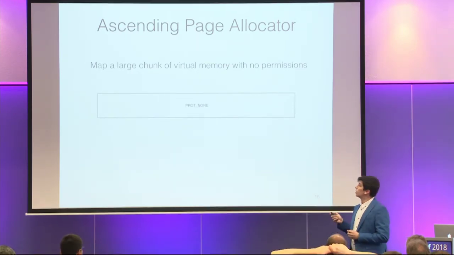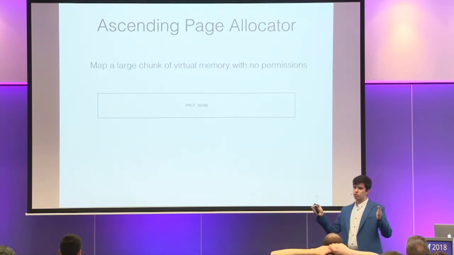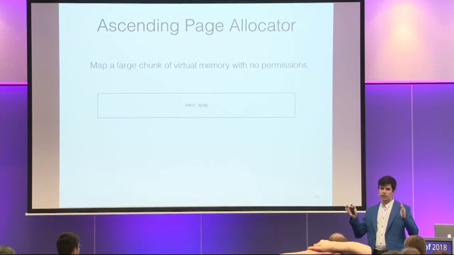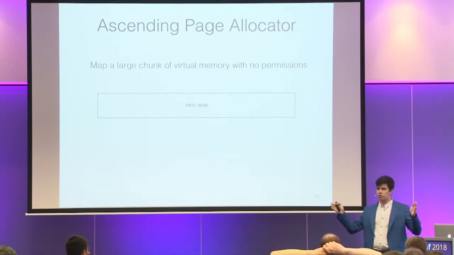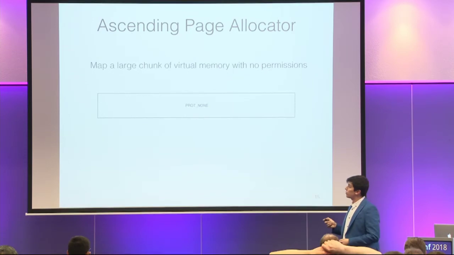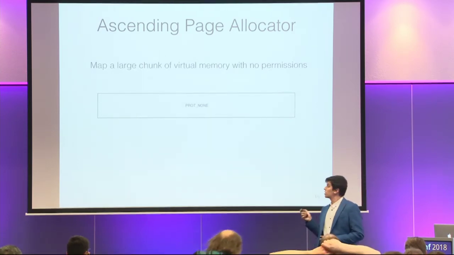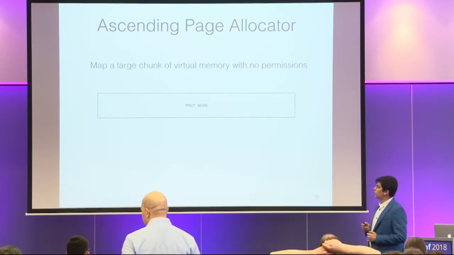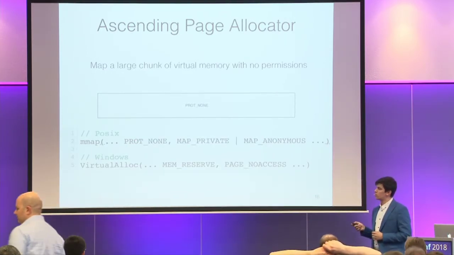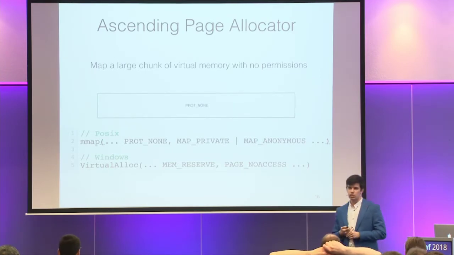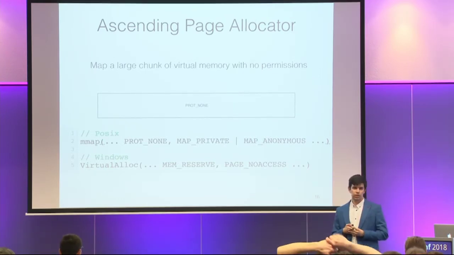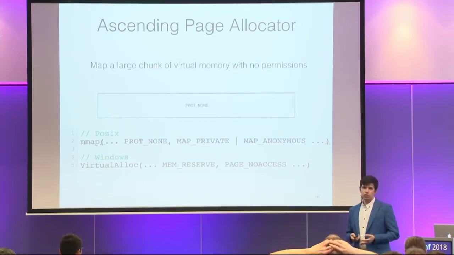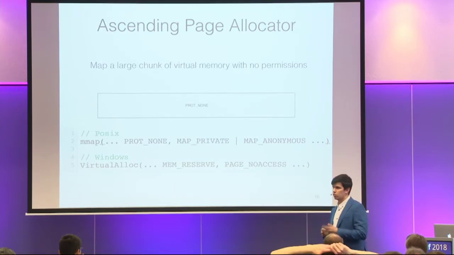First, this maps a large chunk of virtual memory. It's important to mention here that we don't actually allocate anything. We're just reserving a range of virtual addresses which have no permissions set, so any access to this memory results in crashes. For those of you who are interested, on POSIX systems we're using the mmap family of functions, and on Windows, VirtualAlloc. I'm not going to go into too much detail about the actual implementation, but if you're curious, we can talk after or during the questions.